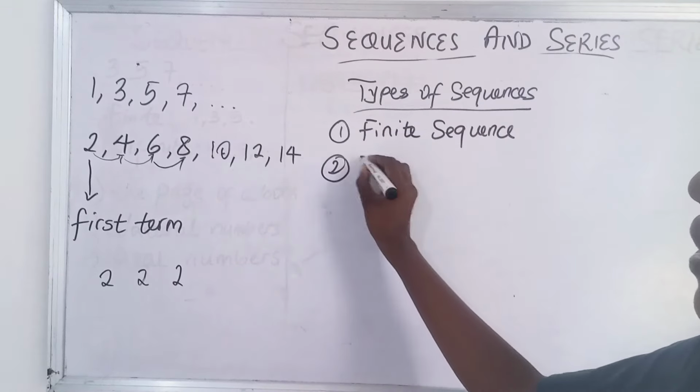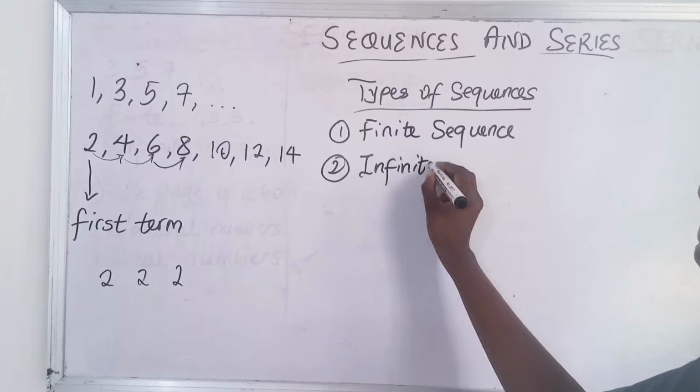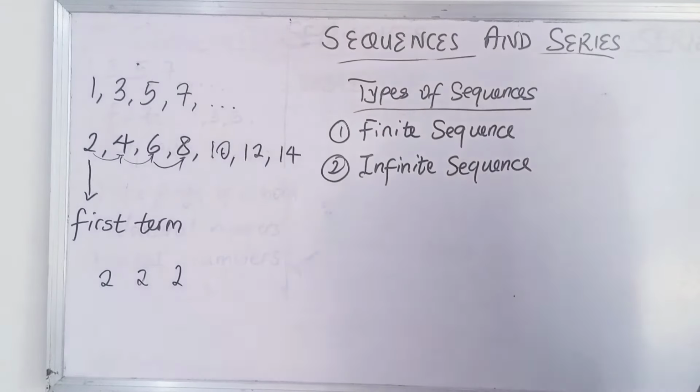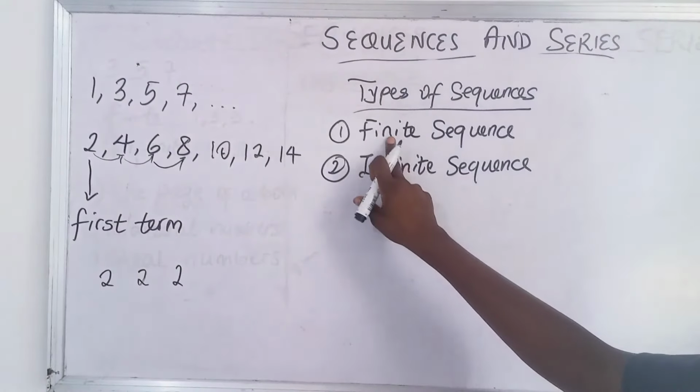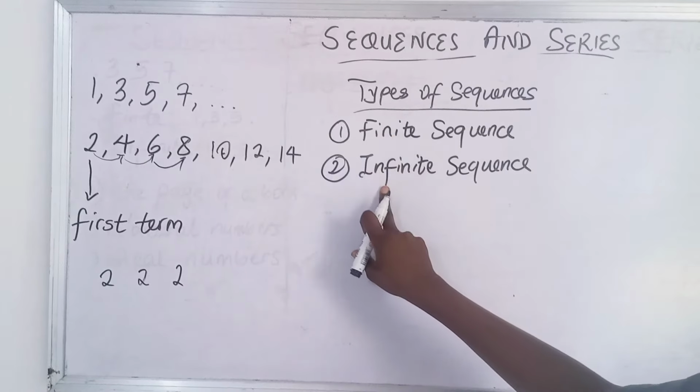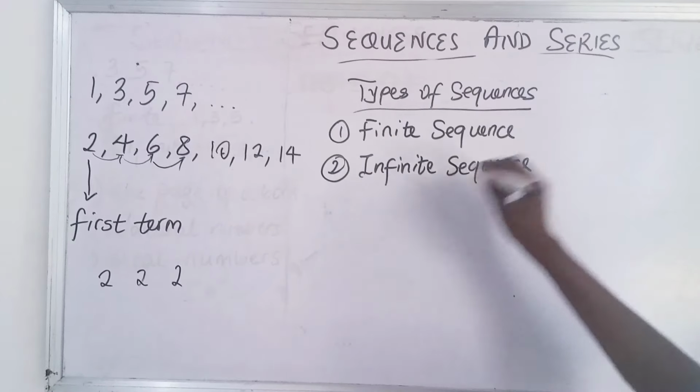We have the infinite sequence. Now, from your English language, finite means it has an end. Infinite means it doesn't have an end. So what do we mean?